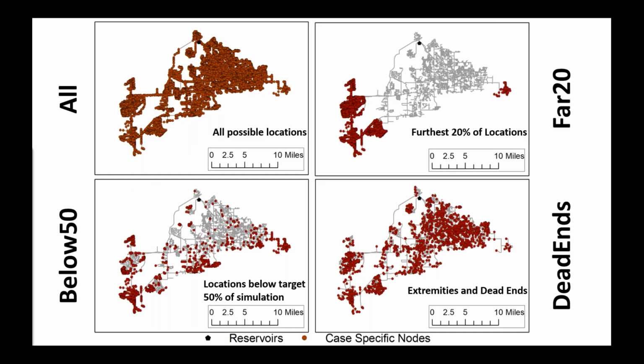To look at our other cases and visualize those as well, for the random location selection, you see that every single spot on the network is available for selection. And then for our worst quality cases, the furthest 20% of locations, those are the only ones available. For the below 50 case, this is based on simulation, but the idea of it is, where might a utility expect that they're going to have poor water quality based on past conditions? And then extremities and dead ends are included as well for the dead ends case.